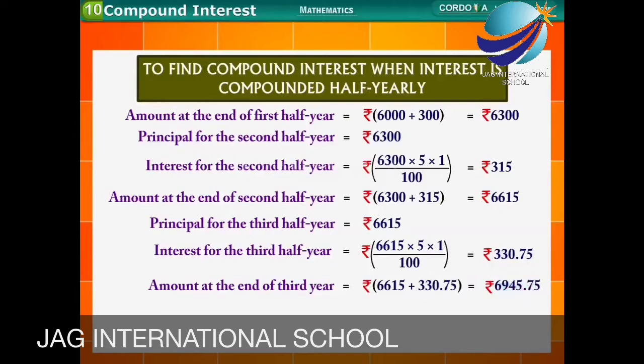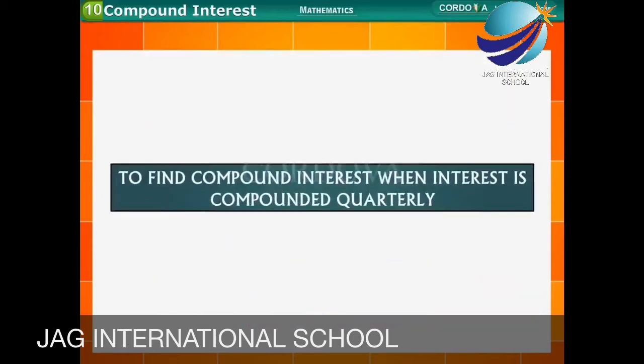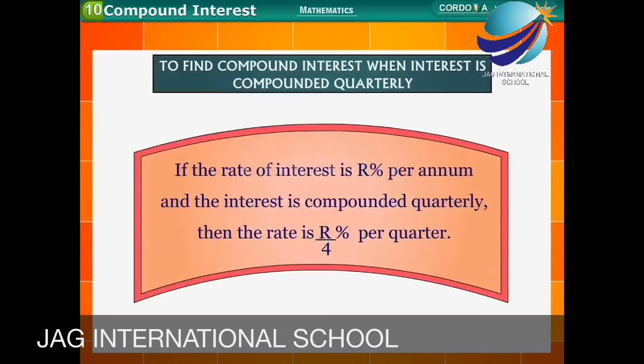6,945.75. Therefore, compound interest is equal to rupees 6,945.75 minus 6,000 is equal to rupees 945.75. To find compound interest when interest is compounded quarterly. If the rate of interest is R% per annum and the interest is compounded quarterly, then the rate is R divided by 4% per quarter.